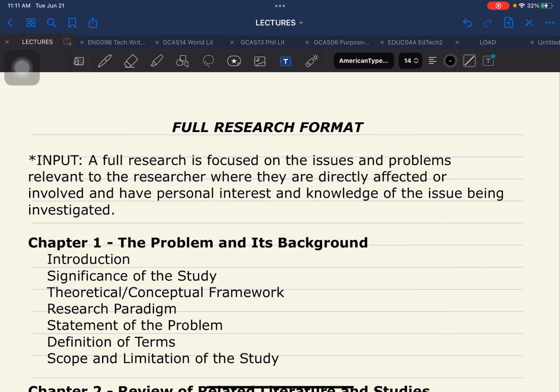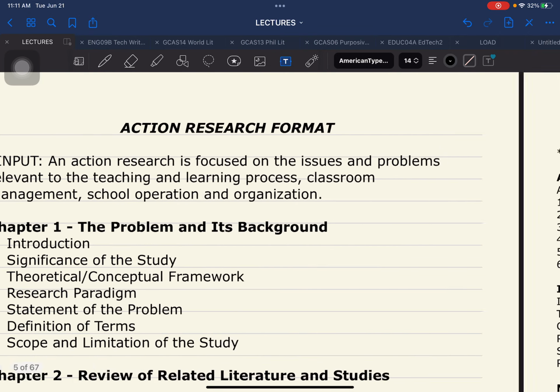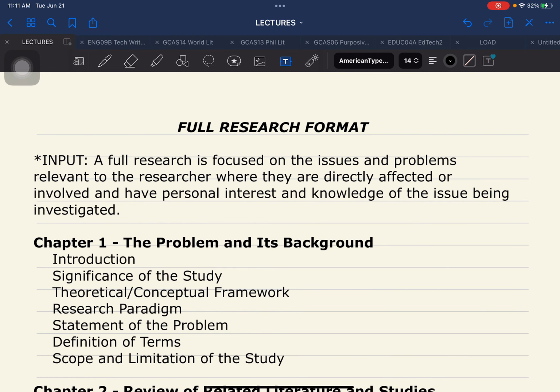This is Doc at Padama, and this time we are going to discuss three research formats that are usually implemented and used during the writing of your research. So these are the following. You have the full research format, you have the action research format, and you have the Imrad format. So we will be comparing and contrasting these three research formats and try to identify their similarities and their differences with each other. So let's start with the first one, which is the full research format.